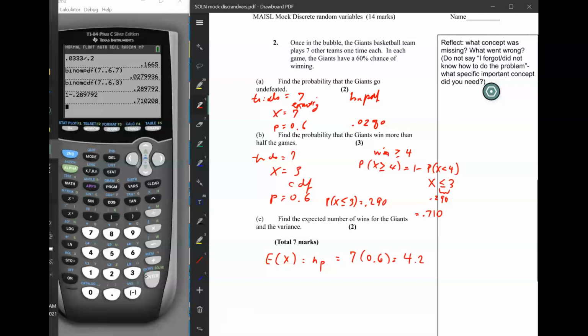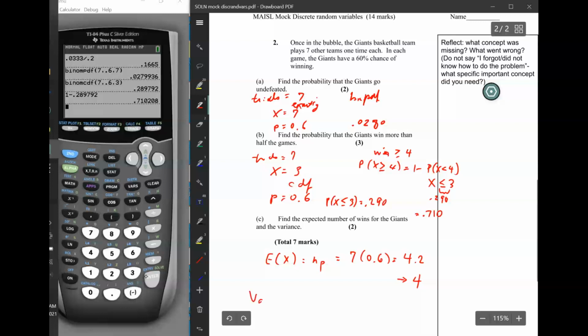You could put 4, if you want to say the number of wins has to be an integer, so I'm going to say 4. But 4.2 is fine. It's kind of like an average number of wins. Even though it doesn't make sense to have 4.2 wins, in the case of averages, you can argue that it can. So you could say 4.2 or 4.